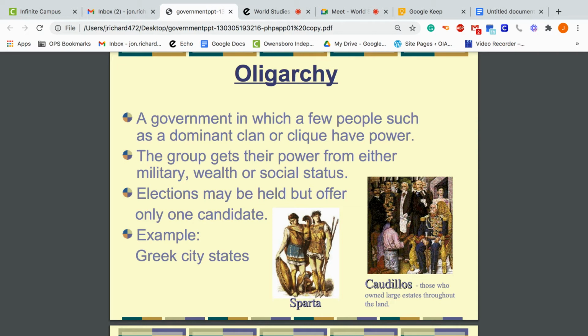So they get their power through military, wealth, or social status. So they can have elections, but only offer one real candidate. Okay, they kind of control the election, and the only people that can really vote or have power are the people with military strength, wealth, or social status. So they have these quote unquote elections, but there's really no competition. Okay.